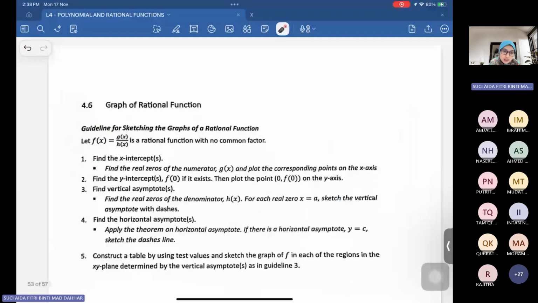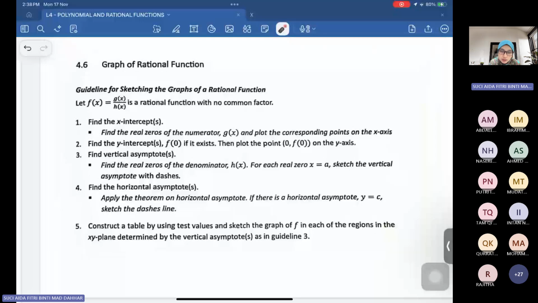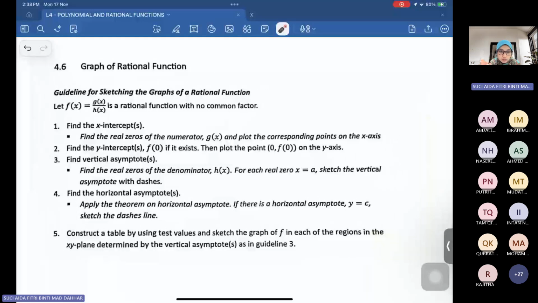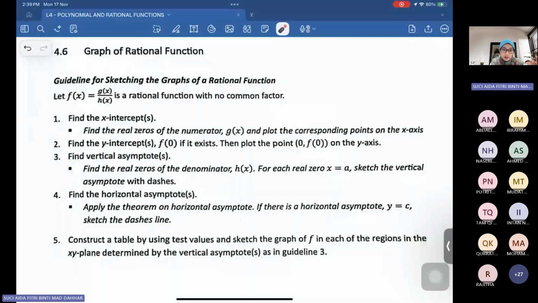Okay, I didn't find the notes about graphing rational function from the slide, but this is from the book, the module. So here we will follow step by step on how to graph rational function. Okay, there are 5 steps.